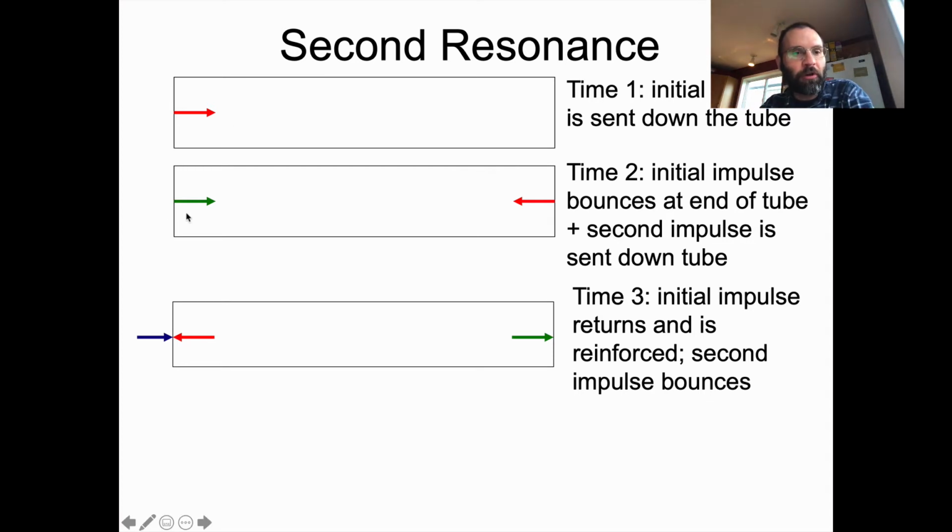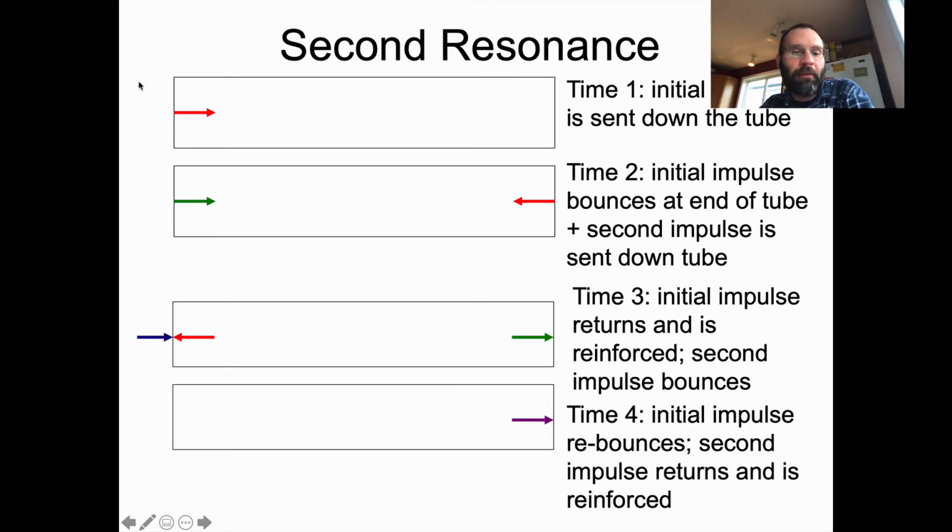So we're going to push at time 1, at time 2, at time 3, and at time 4 too, because at that point this reinforced pulse will be at the far end, but that second pulse will be at the loudspeaker end, at the pushing end, and we'll just reinforce that. So we can do this consistently, right?